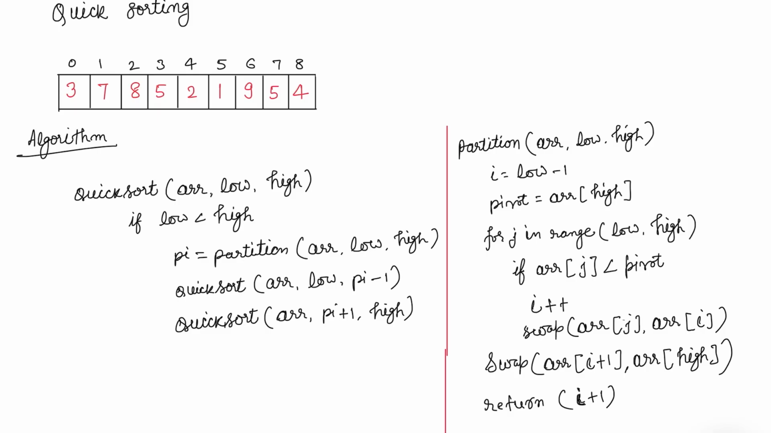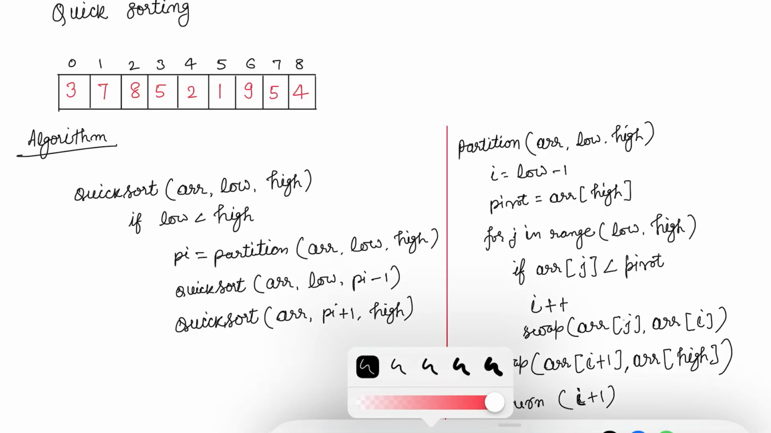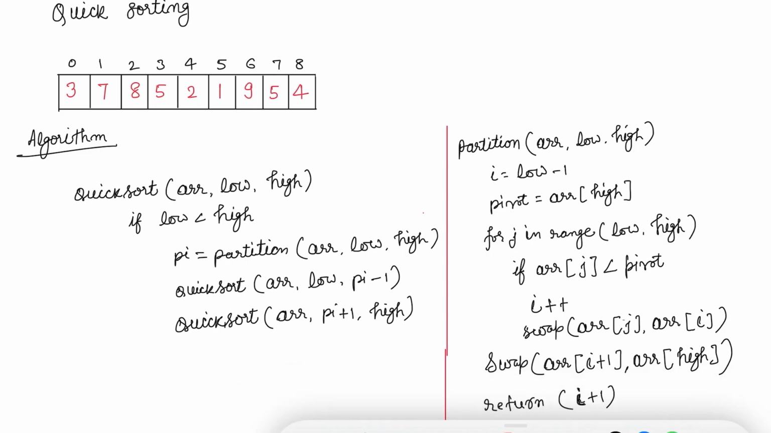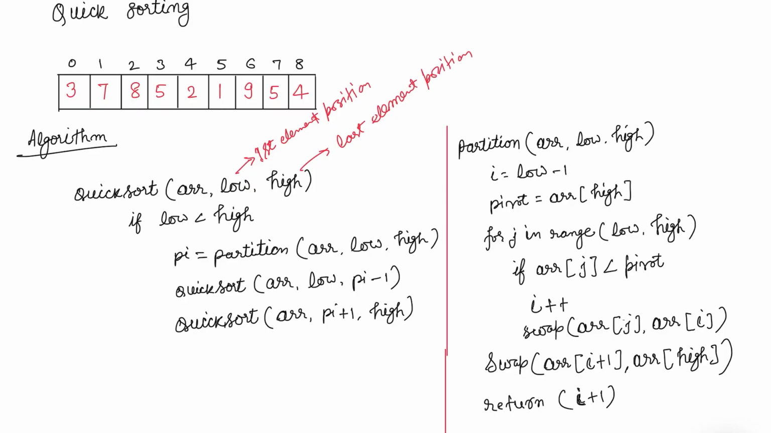Quicksort: we will take input in the main function of any array, and we will pass that array with its low and high index. Here, low is what? Low is its first element position, and high is the last element position. So through the main function, this array, its starting index and last index have been passed.